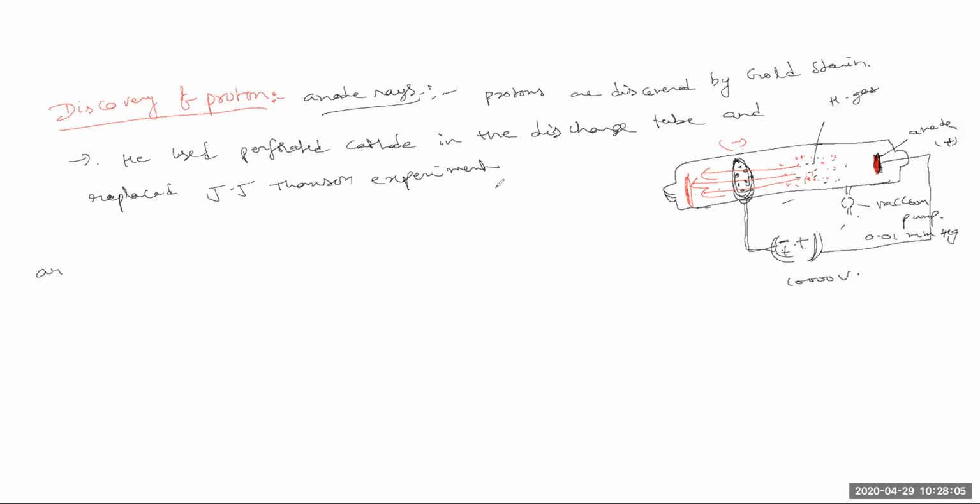So what cathode did he use? He used a perforated cathode, and observed the formation of anode rays. I'll say this, it is correct.